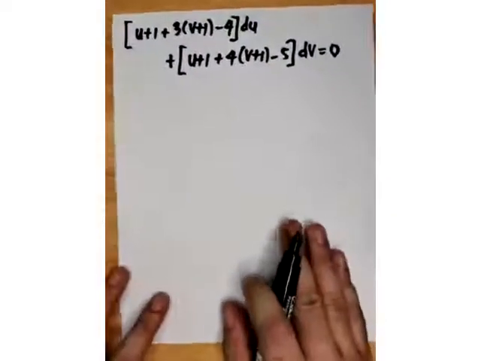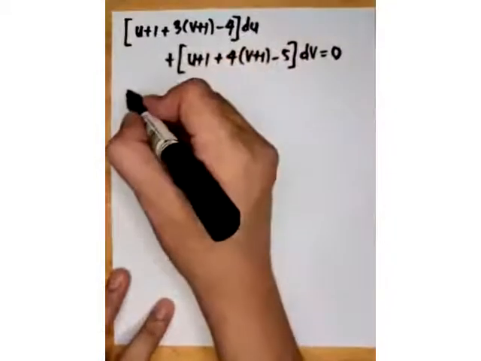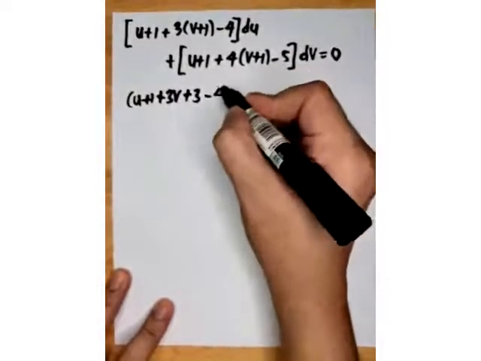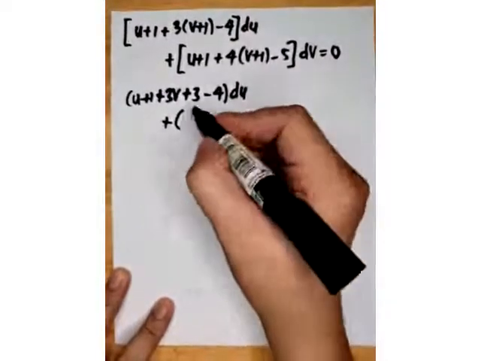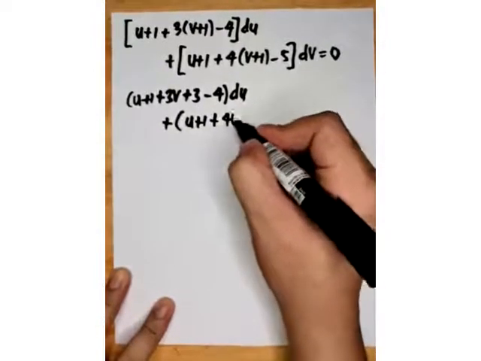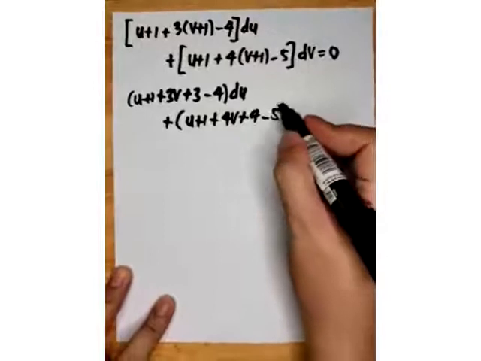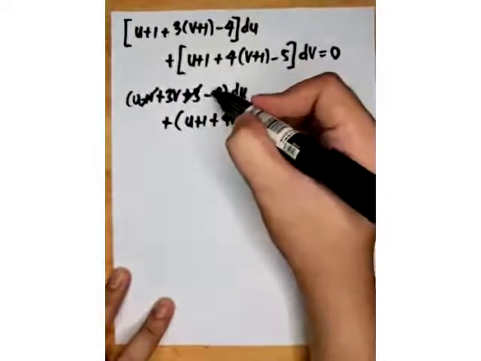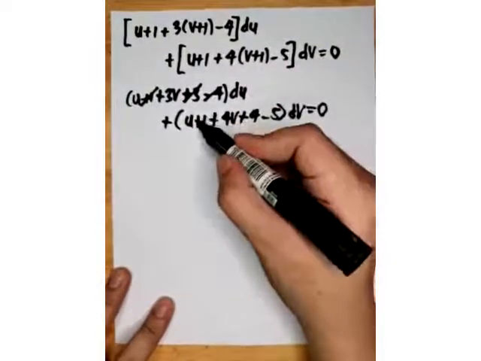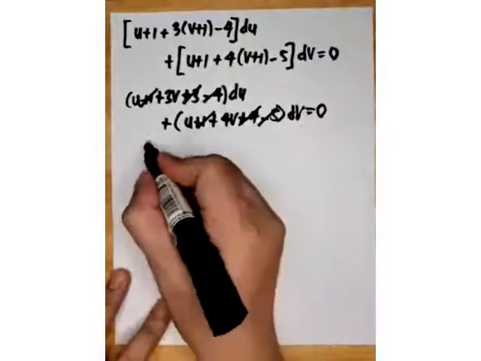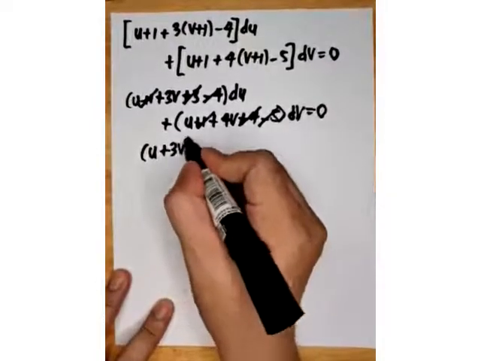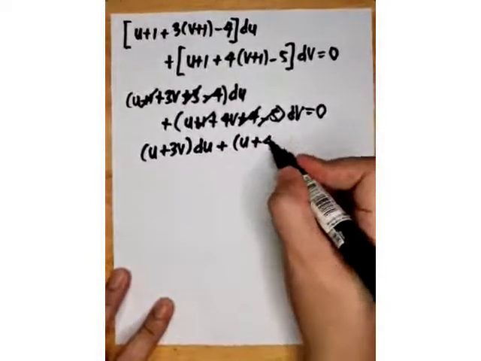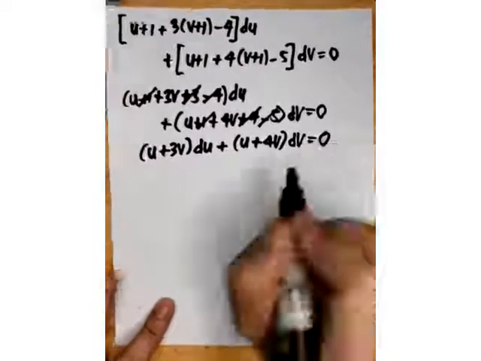Okay, and then we simplify. So this is u + 1 + 3v + 3 - 4 du plus u + 1 + 4v + 4 - 5 dv is equal to 0. So let's just simplify. So 1 + 3 - 4, that's cancelled. So 1 + 4 - 5, that's also cancelled. So matitira (u + 3v) du + (u + 4v) dv = 0.